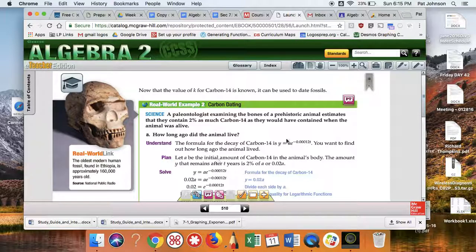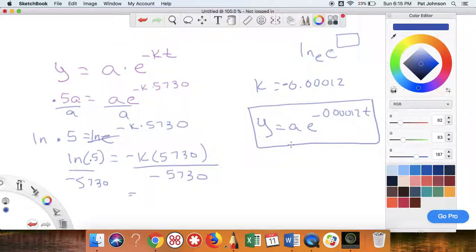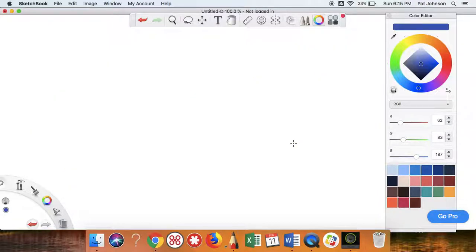So again, we've got our formula that we found in our previous problem, which is y equals a e to the negative 0.00012t.